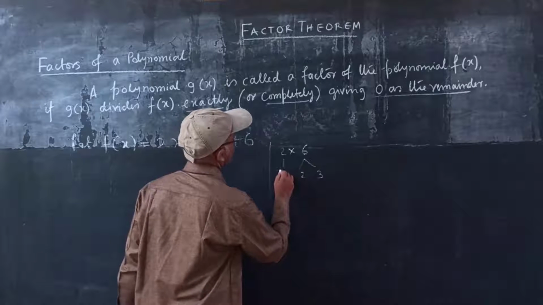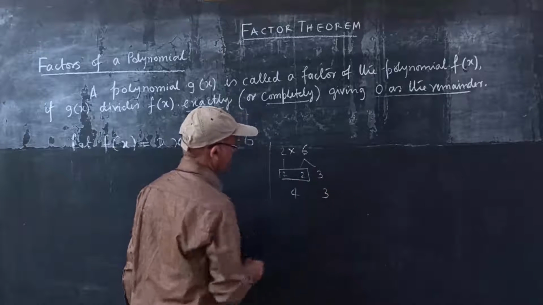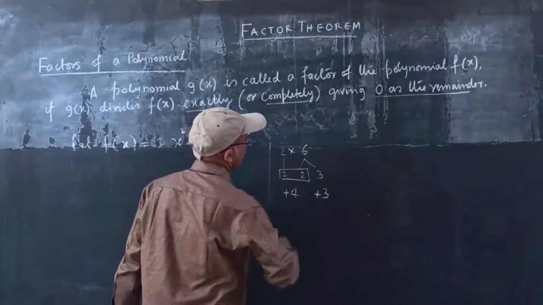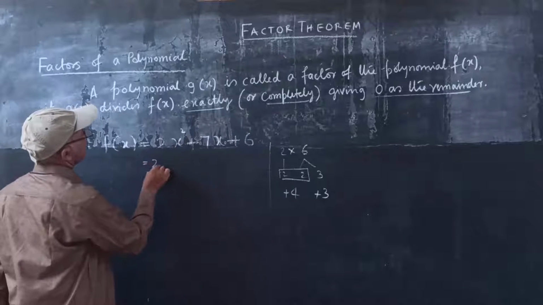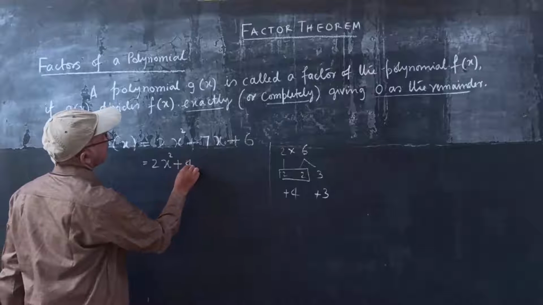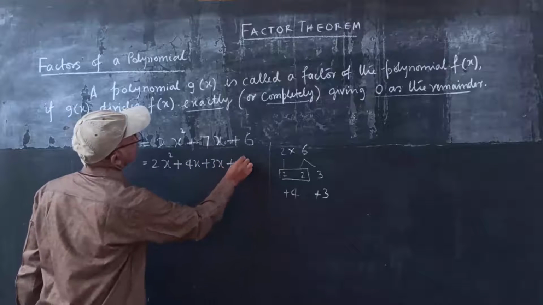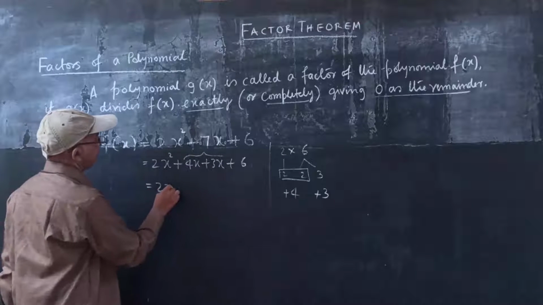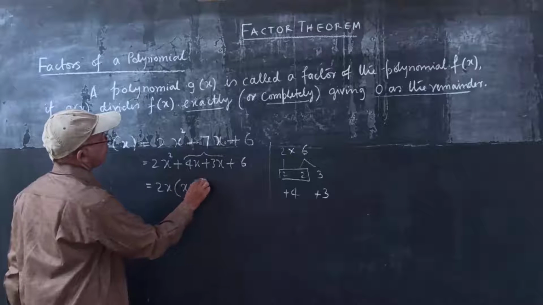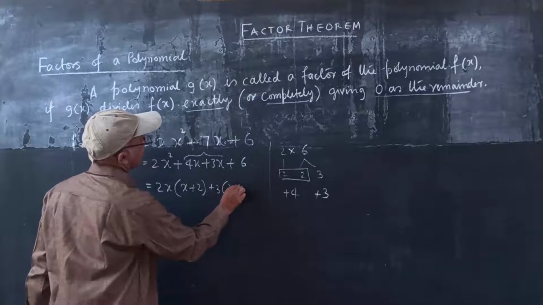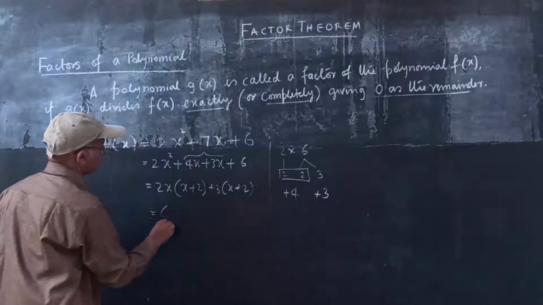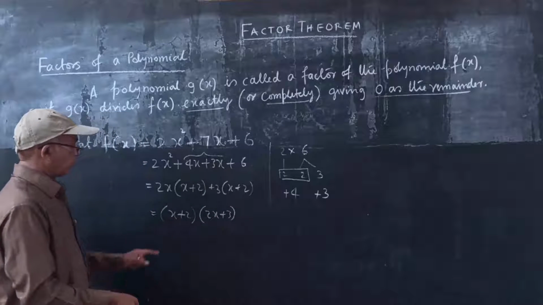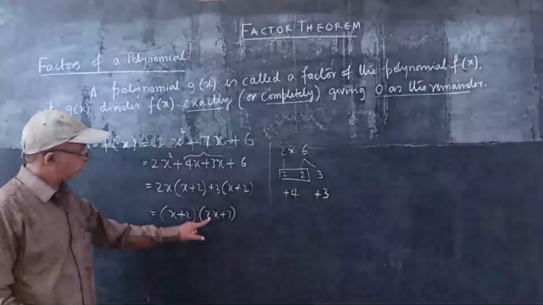Now we can regroup. Now we got 4 and 3. So both should be plus. Now come to the middle term. So 2x square plus 4x plus 3x plus 6. We are splitting the middle term, that is 7x. This is equal to, take 2x as the common factor, x plus 2, and 3 as the common factor, so you get x plus 2. Take x plus 2 as a common factor, then 2x plus 3 is there. So we got x plus 2 times 2x plus 3.